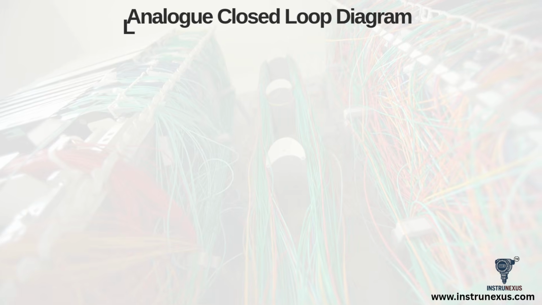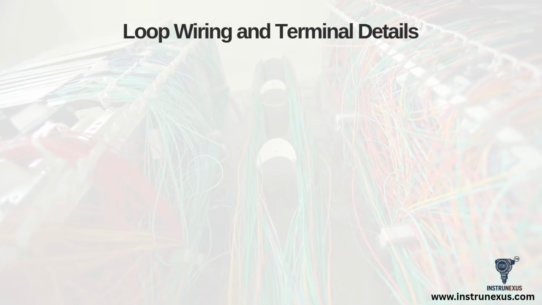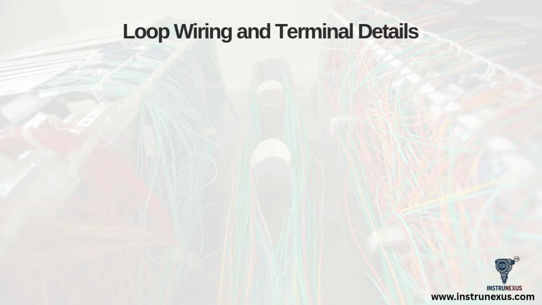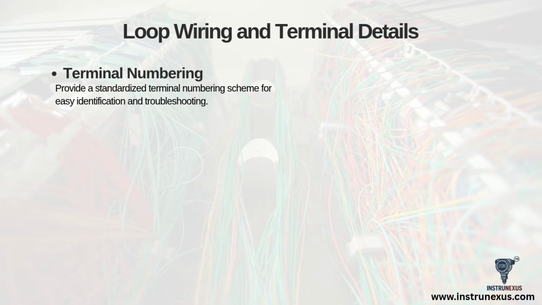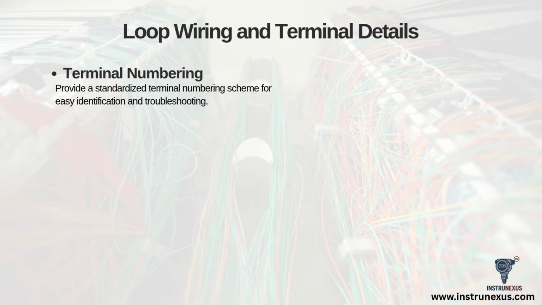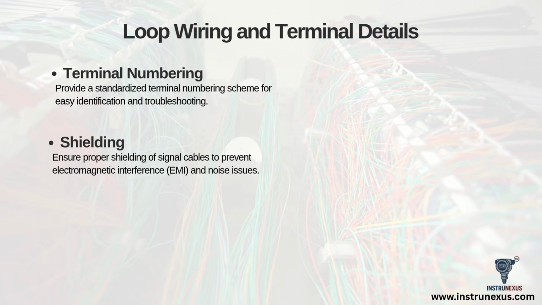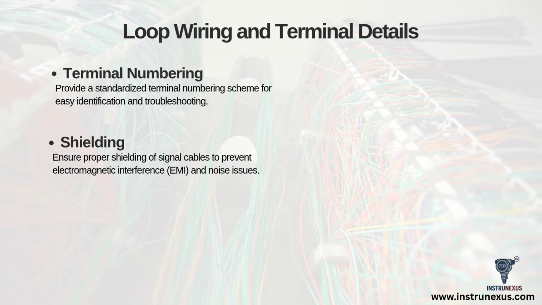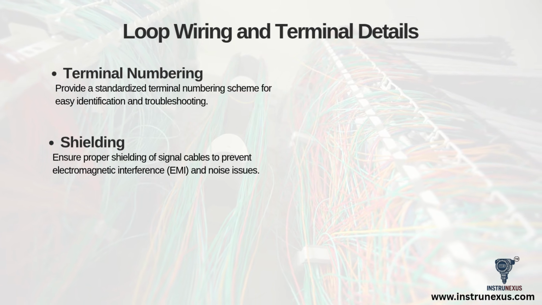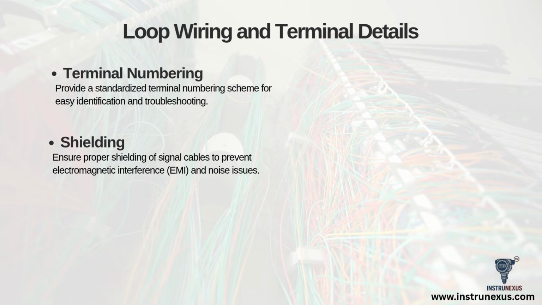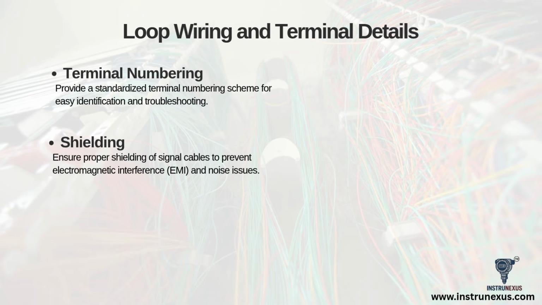This slide covers the most granular and important information on the diagram. This is where the drawing provides its real value to the installer and technician. First, terminal numbering. Every single termination point must have a unique, standardized number for easy identification. Next, shielding. Signal cables must be properly shielded to prevent electromagnetic interference and noise. The diagram must show exactly how this shield is terminated, which is typically at one end only.